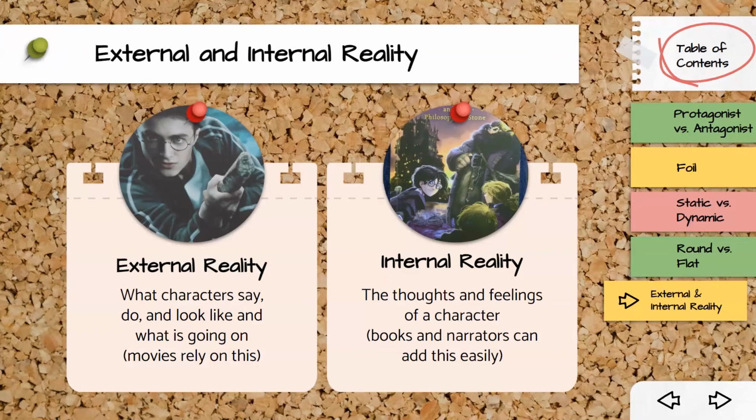Okay, and the last thing I wanted to mention is external and internal reality. So external reality is what characters say, do, and look like, and what is going on. So when we are watching movies, we usually rely on external reality to figure things out about characters. We can see what they do, we can hear what they say, we look at their facial expressions and kind of guess what's going on inside.